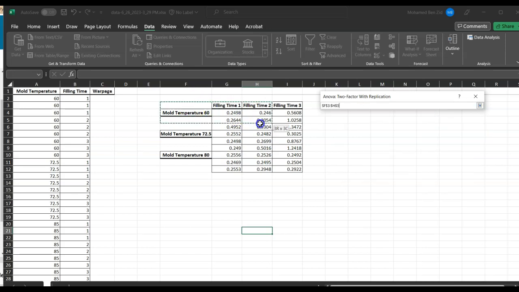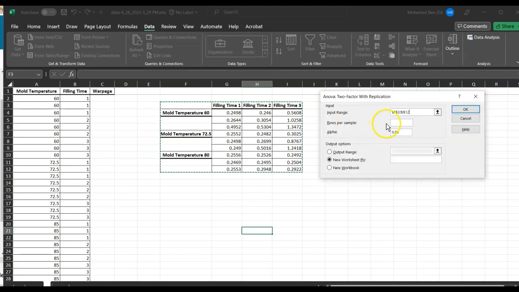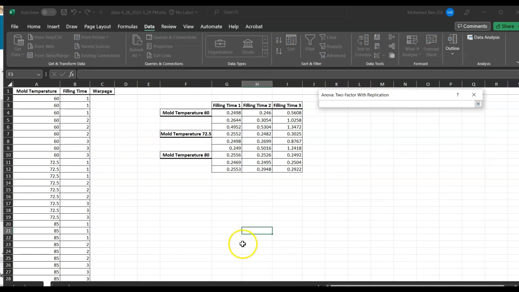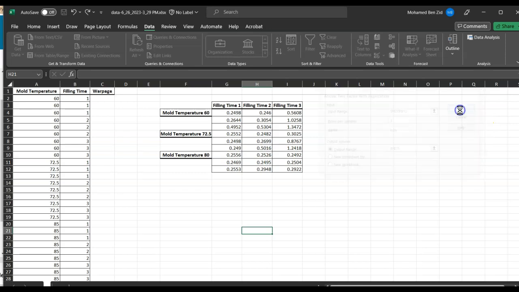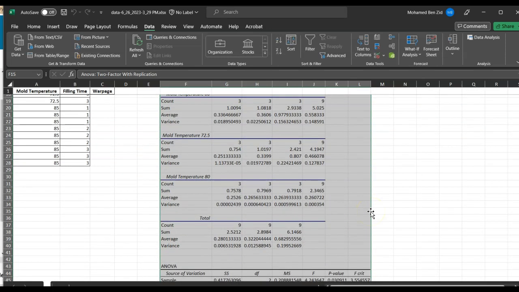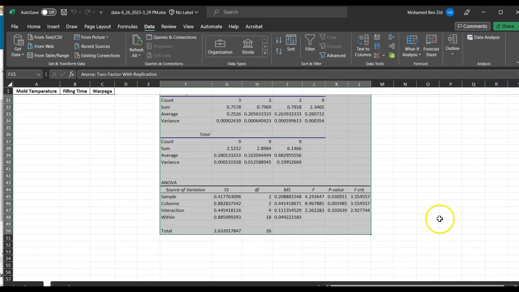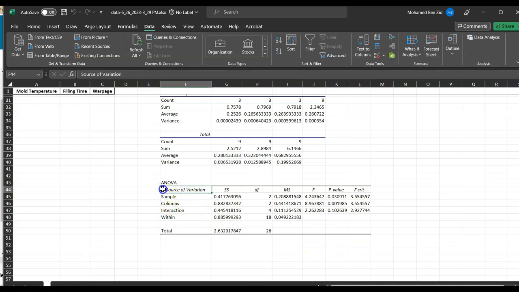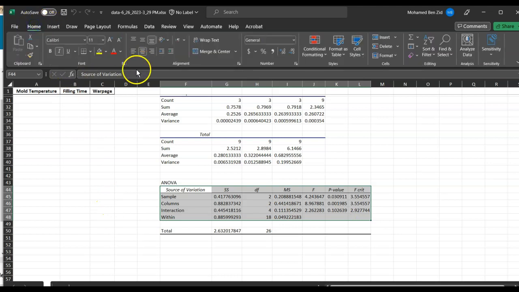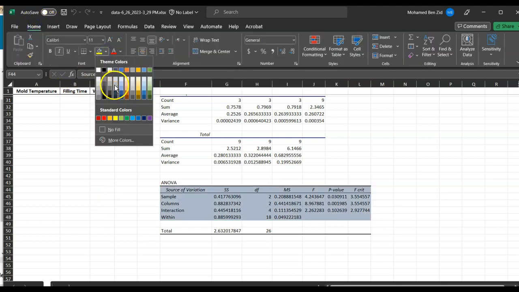So the data, you select everything including the labels. All right, and the rows per sample, that means 3, that's a replication of 3, and the output range, you just select somewhere where you want your data out. Okay, we're done. So we get this table already, and we want to look into this table for now. Let me put it in a different color.